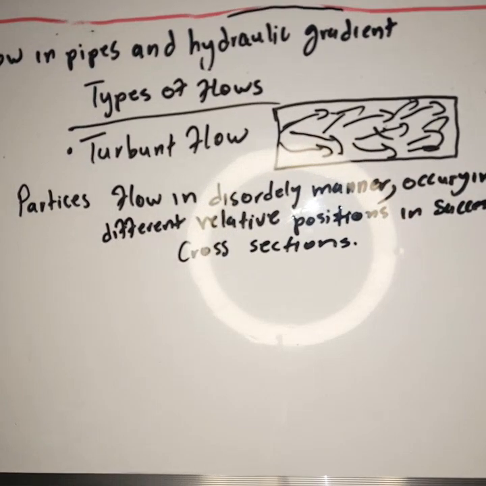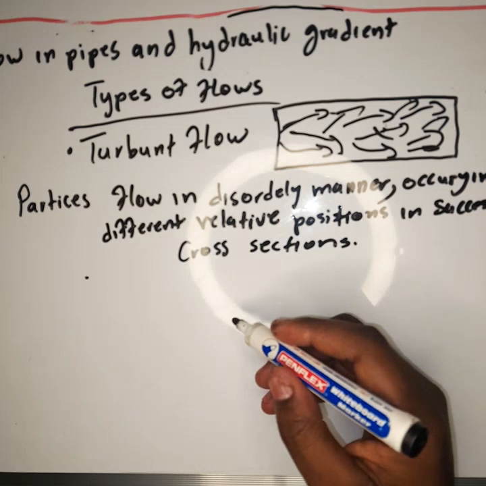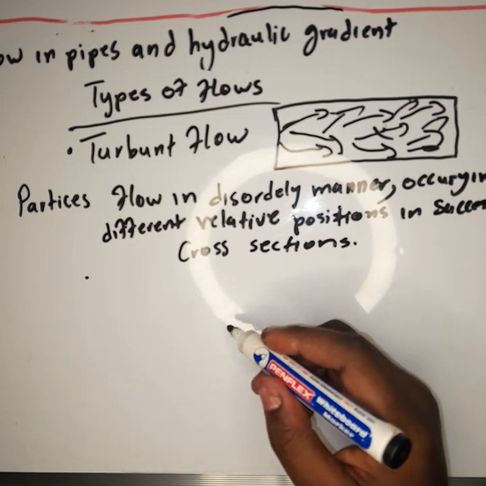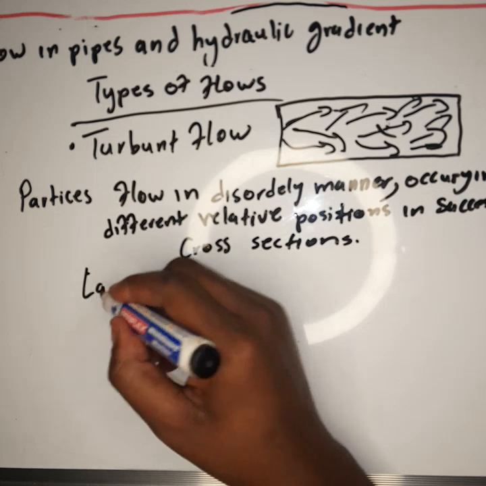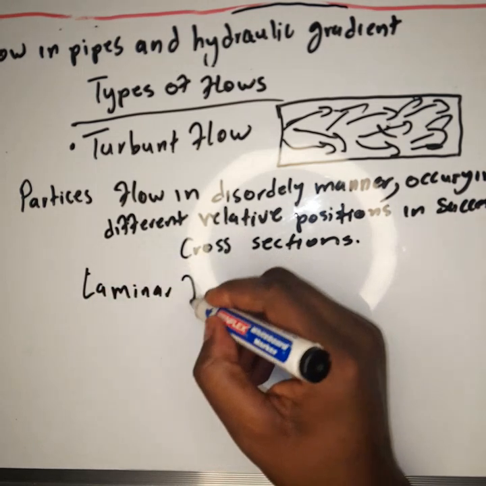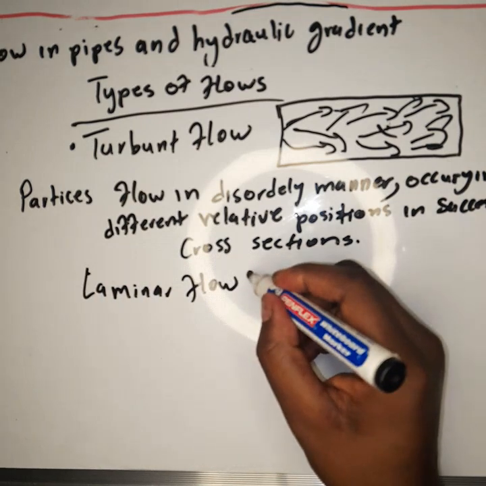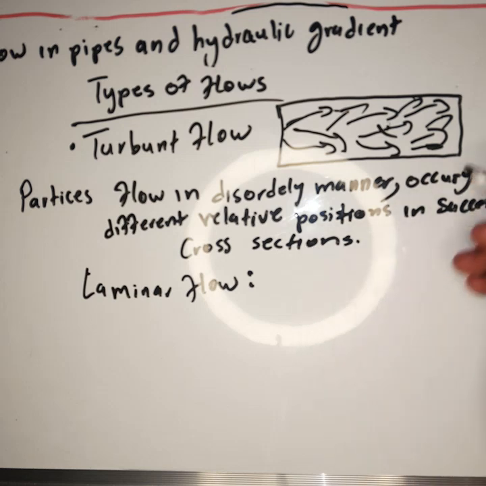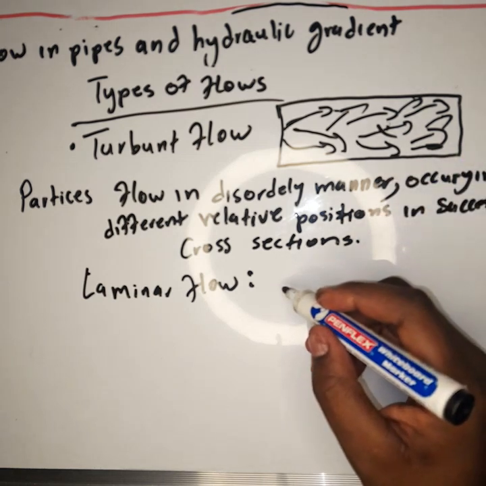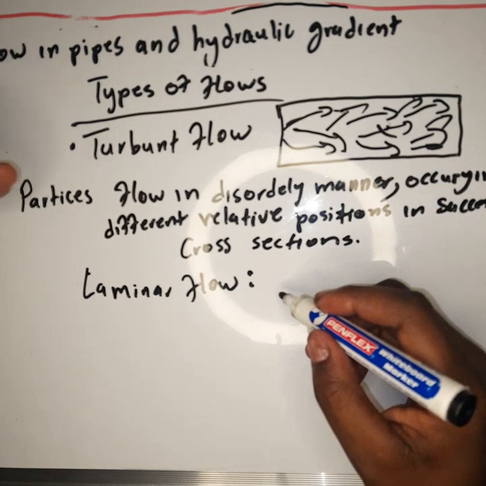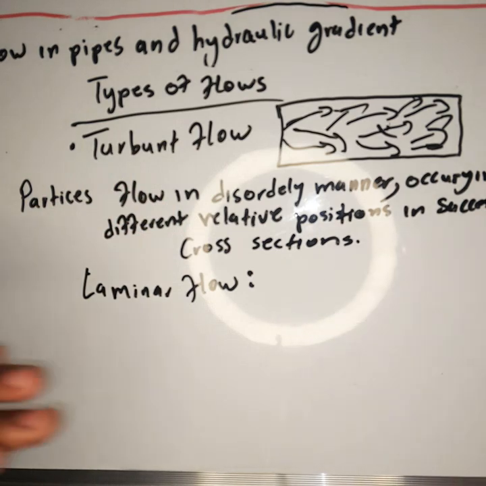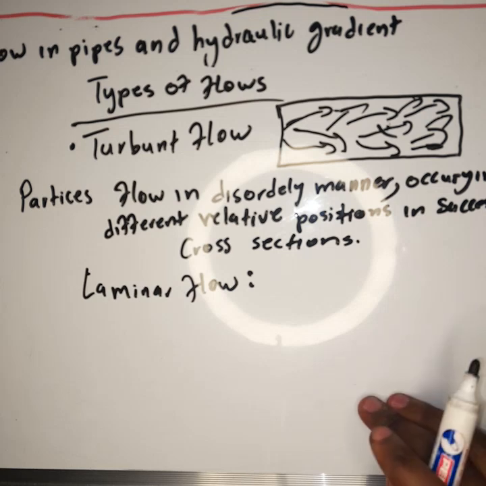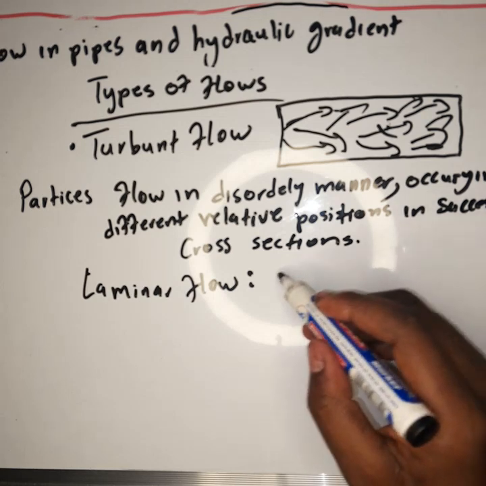Secondly, we have viscous flow, which we can also call laminar flow. This is laminar flow. Laminar flow is the opposite of turbulent flow. In turbulent flow, they flow in a disorderly manner, but in laminar flow, they flow smoothly, which means they flow in an orderly manner. It is just the opposite of the two.